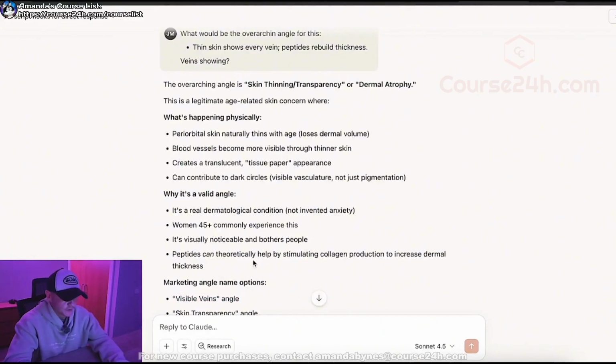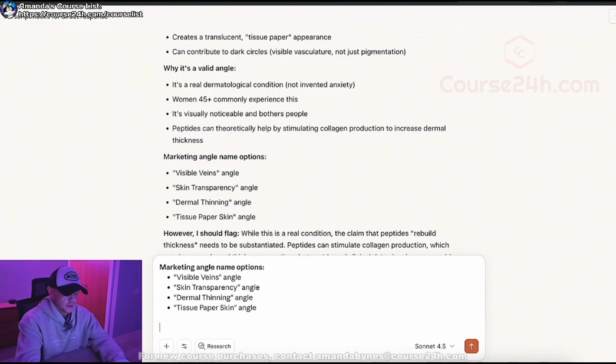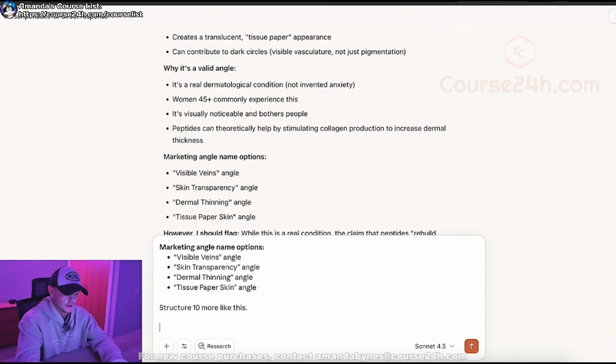Oh, I like this dating one. Now what I'm going to do is just pull this in. I'm going to say, structure 10 more like this, but for relationship type angles.